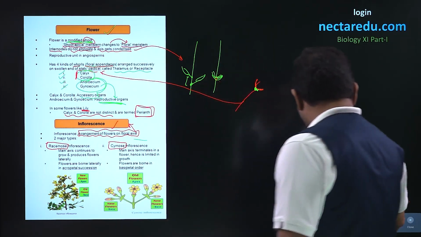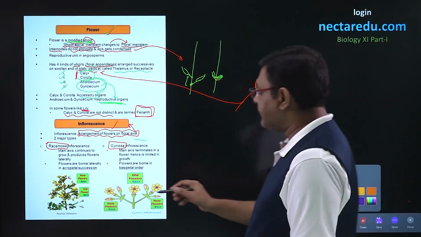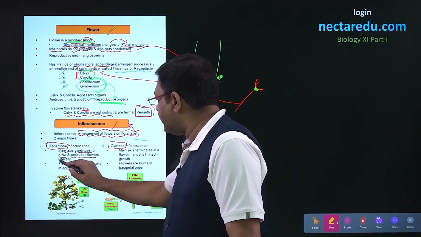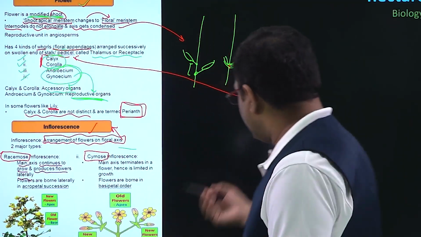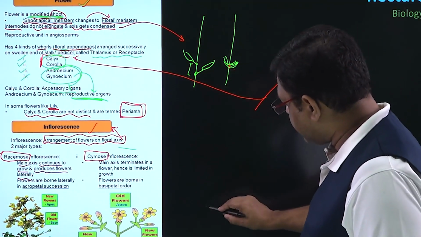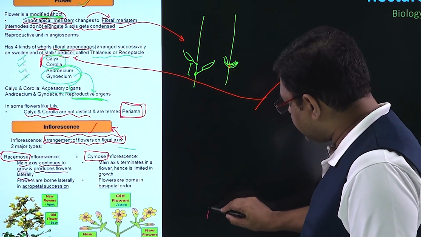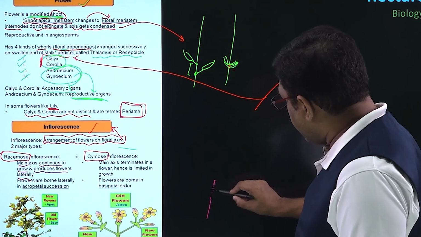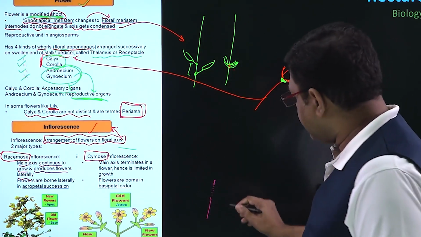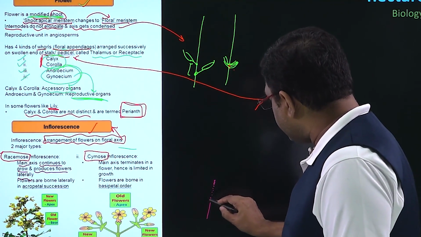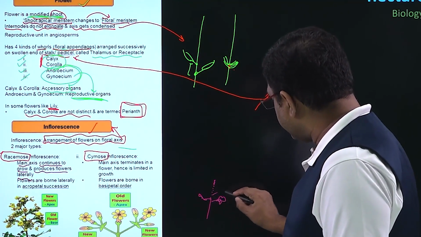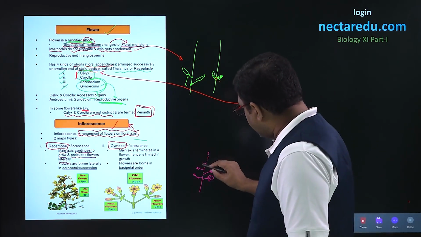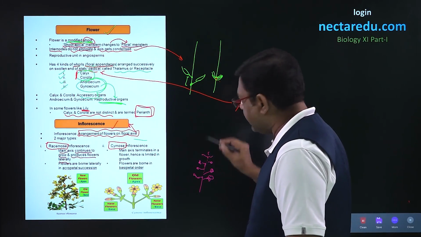Now, in the case of racemose inflorescence, there will be the main axis which will continue to grow and produce flowers laterally. We can understand it by this particular diagram. Let us say that this is the axis. This axis is slowly growing upward, and when it grows upward, flowers are produced laterally. So, these are the flowers which are produced. Slowly this axis will grow further and flowers will be produced on the lateral side.